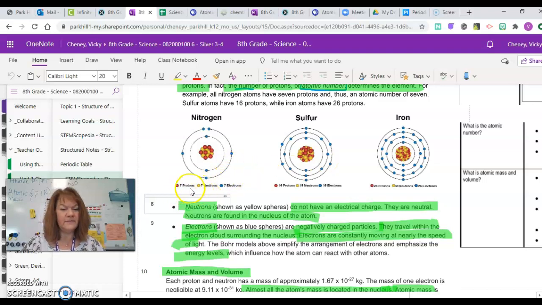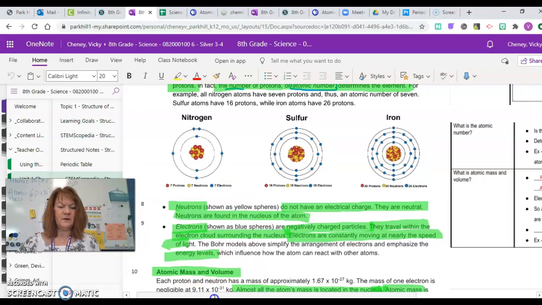Notice that we have 7 protons and 7 electrons. We have 16 protons and 16 electrons. So we have the same number of positive protons as we have negative electrons. If all of our protons are positive and the neutrons are neutral, then our nucleus is going to be positively charged. Okay, and if we have the same number of positive as we have negative, that means the atom is neutral. So we would take 7 positive minus the 7 negative, and then we would end up with 0.